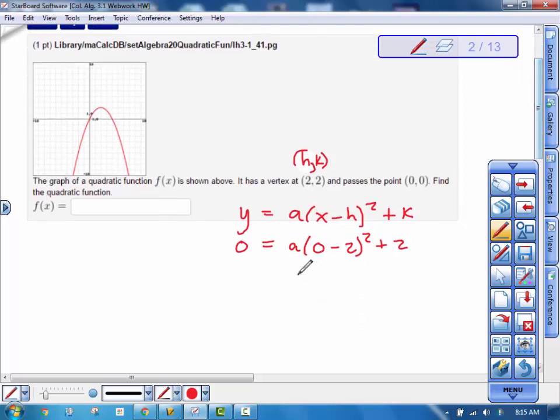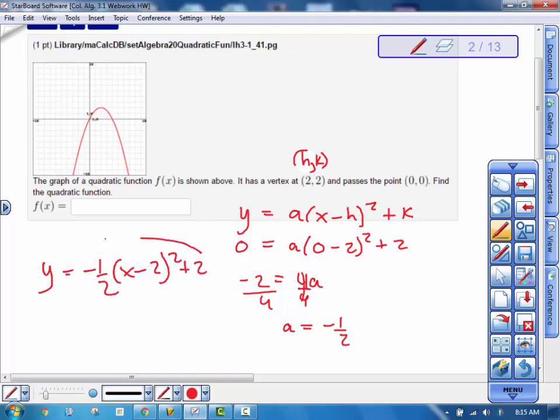Okay, when you do this, you get negative 2 squared, which is 4. So you have 4a. I'm going to move the 2 over as well, and then divide by 4. And you get a equals negative 1/2. Now, my answer is just what you get when you plug this back in. So this would be y equals negative 1/2 times x minus 2 squared plus 2. That's my equation in vertex form for the parabola.